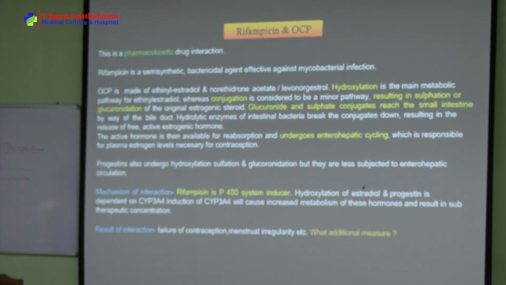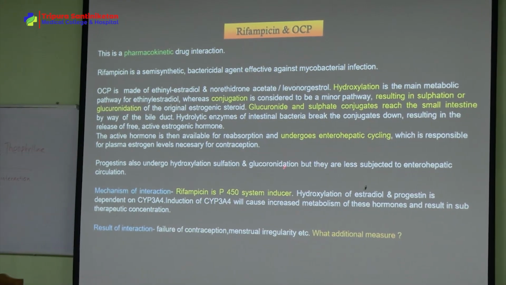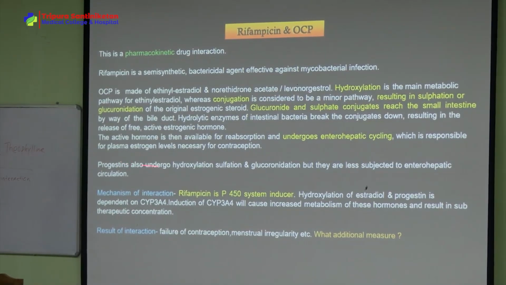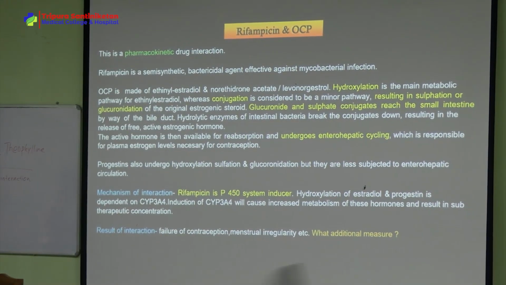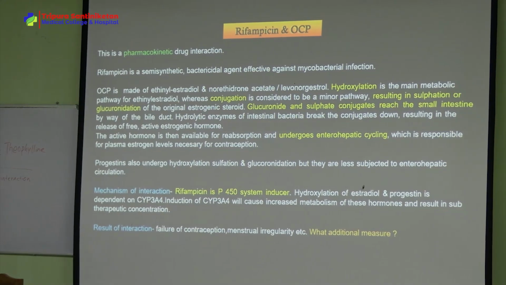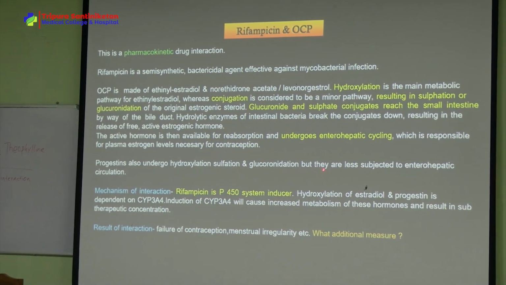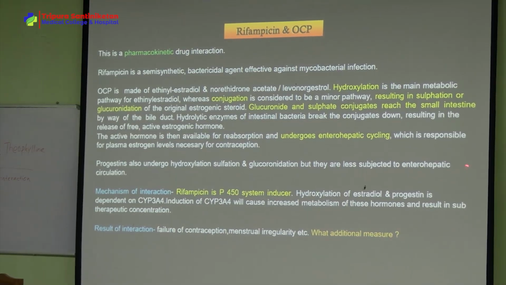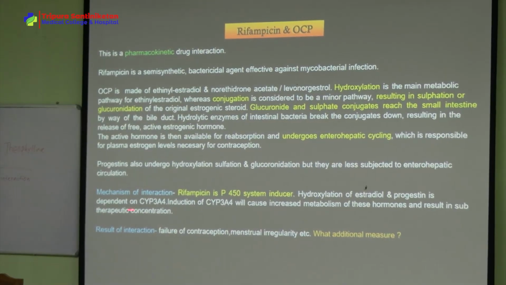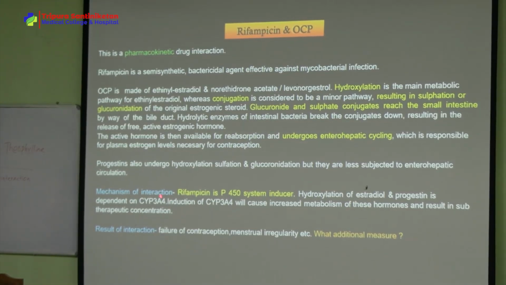So, the active hormone is then available for reabsorption and undergoes an enterohepatic cycling, which is responsible for plasma estrogen levels necessary for contraception. Okay. So, progestins also undergo hydroxylation, sulfation and glucuronidation, but they are less subjected to enterohepatic circulation. So, what is the mechanism of interaction here?